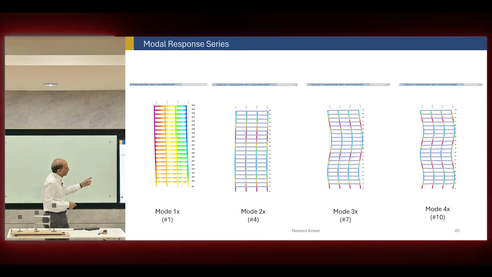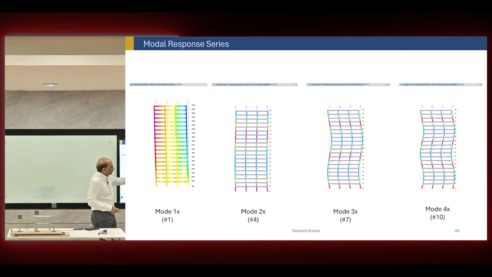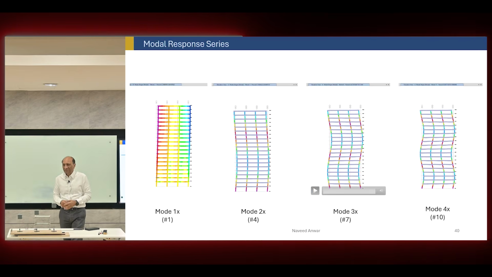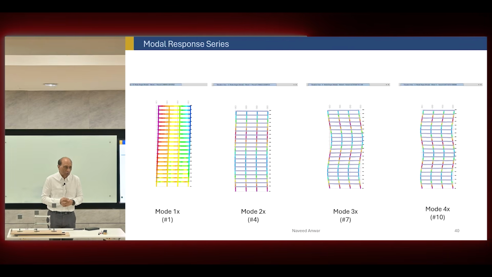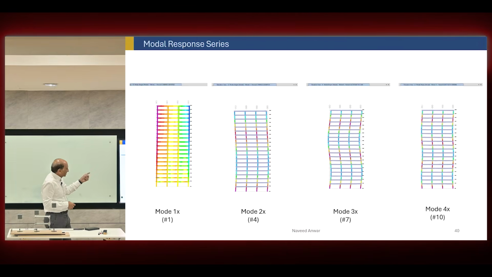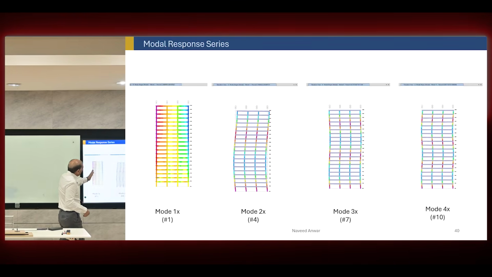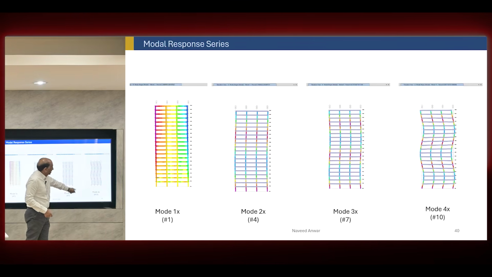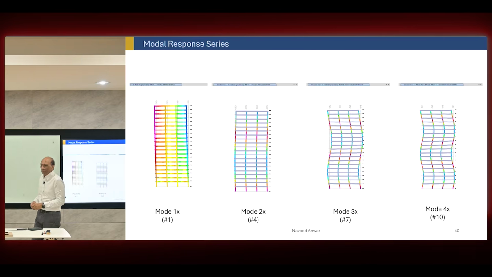So typically we should look for 3, 4, 5 modes in each direction for a tall building, or sometimes even more when higher modes come into play. So that's, as you can see here, a cantilever, single curvature, double curvature, and then quadruple curvature.